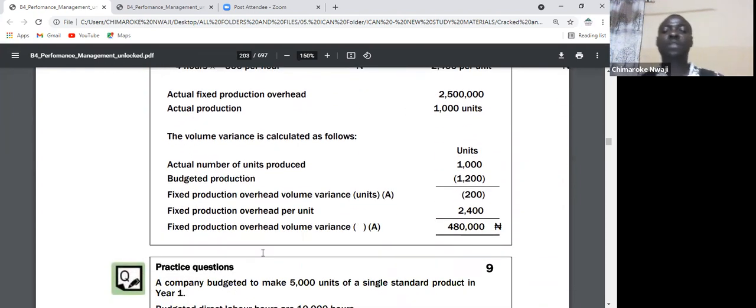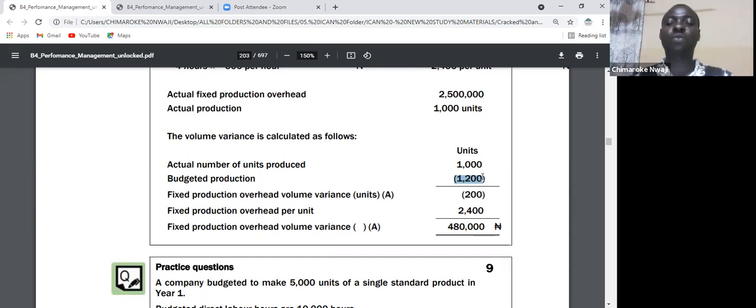First of all, let's look at the number of volumes produced. 1,000 was produced, but you budgeted for 1,200. When you budgeted for 1,200, that means the difference in volume is 200. That difference is adverse because the standard is now higher than the actual. So it is adverse. So you are reversing the law. We used to say that if the standard is higher than the actual, it's favorable. But now the budgeted, so to speak, is higher than the actual, and here it is adverse.